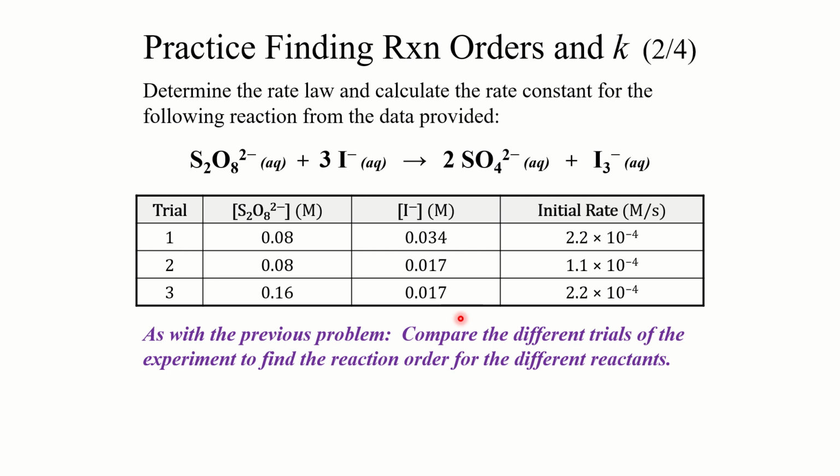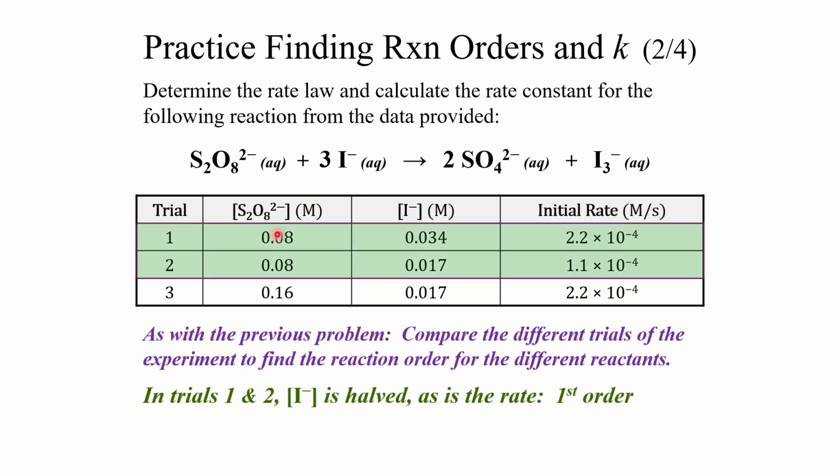So I'm going to start with I-. Suppose I want to find the reaction order for I- first. I should choose 2 trials where its concentration changes, but the other reactant, the S2O8 2-, stays the same. Here, my eye is drawn to trials 1 and 2, where S2O8 2- stays the same, and I-, notice here, its concentration doubles going from 2 to 1. Notice that the initial rate also doubles. So we could then say that I- is first order.